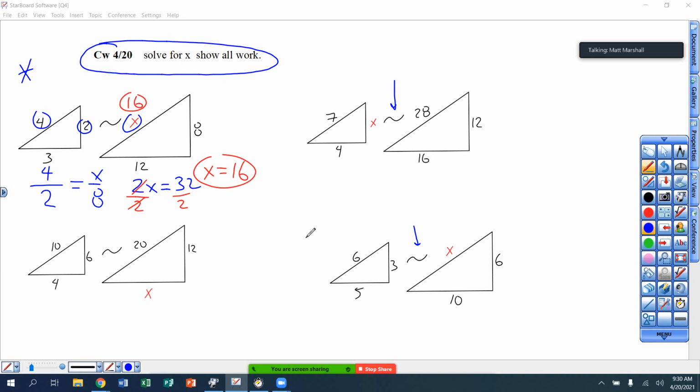Have you tried the ones on the back? Yeah, there's some on the back. Good job. You try those on the back. There's some on the back.